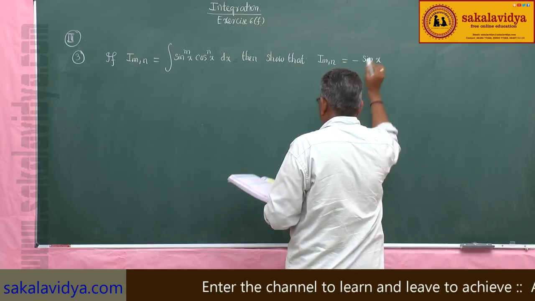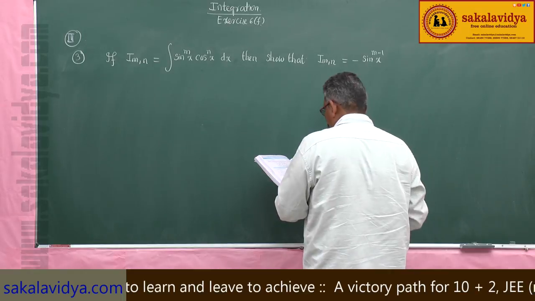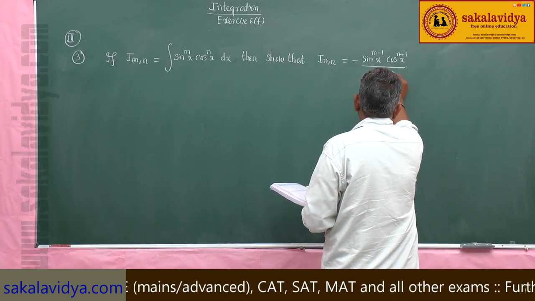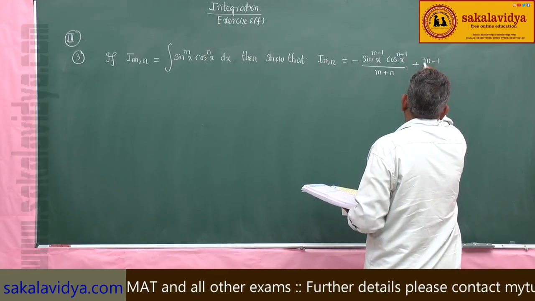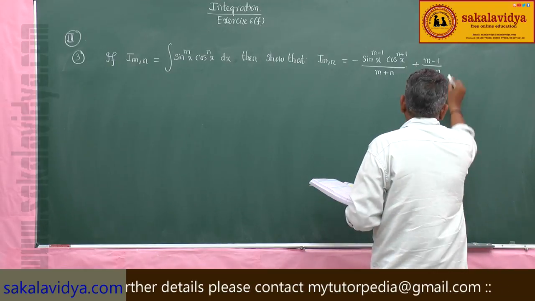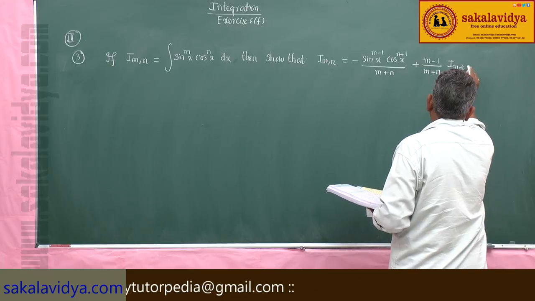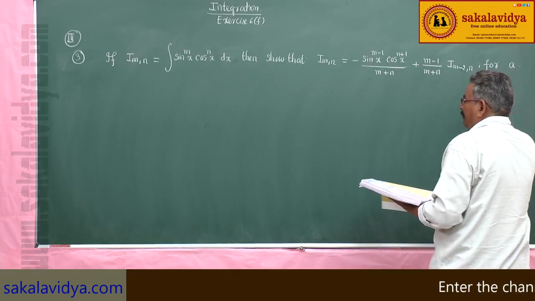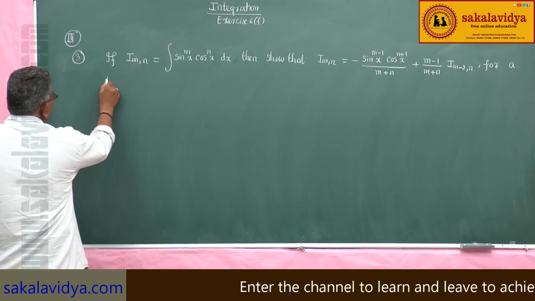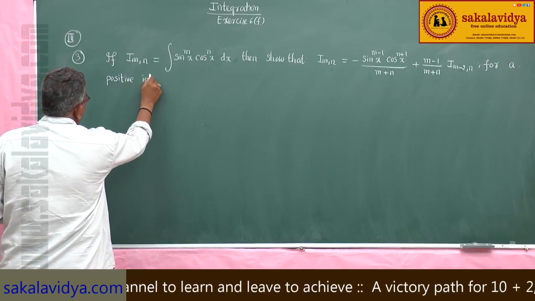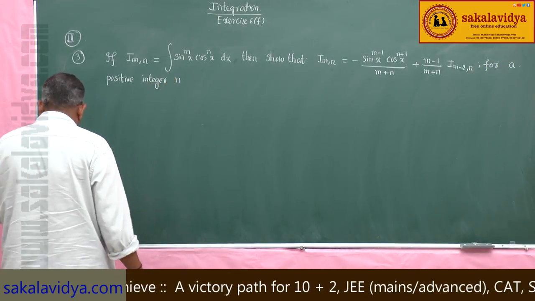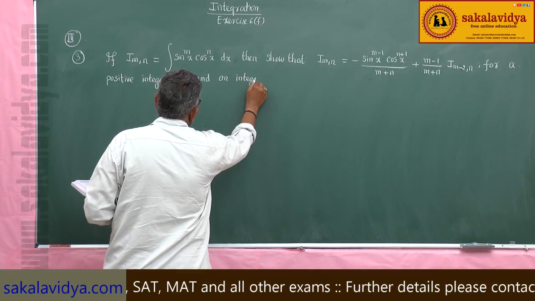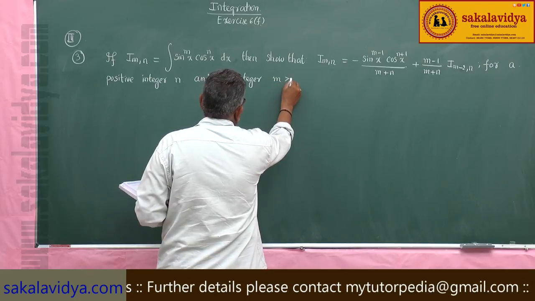equal to minus sin x to the power of m minus 1 cos x to the power of n plus 1 upon m plus n, plus m minus 1 upon m plus n I(m minus 2, n), for a positive integer n, and an integer m greater than or equal to 2.